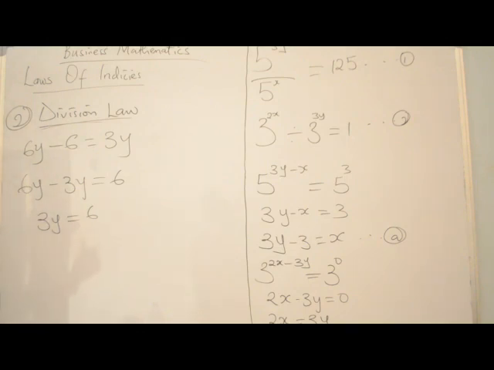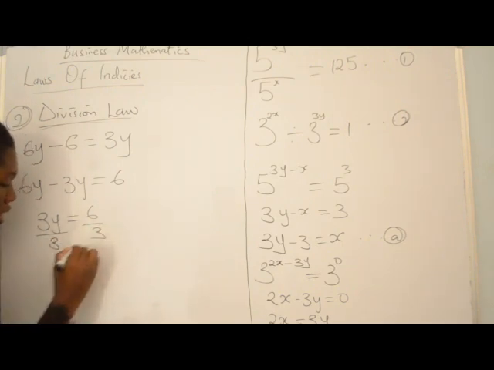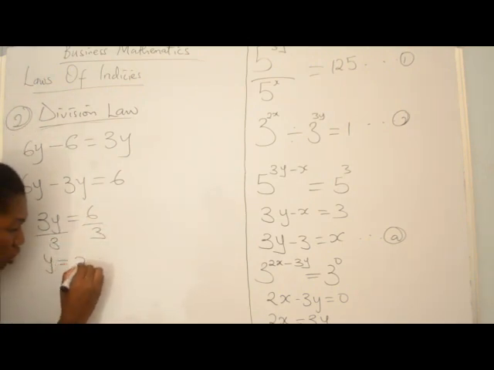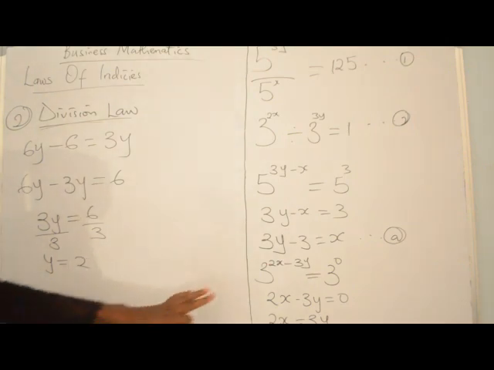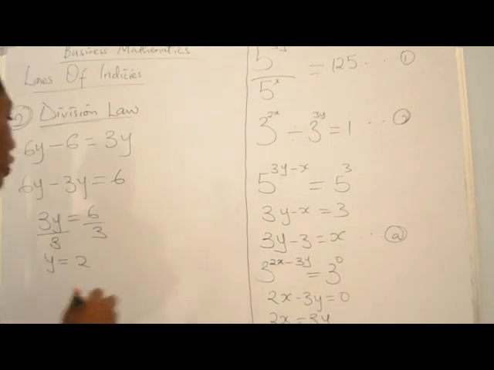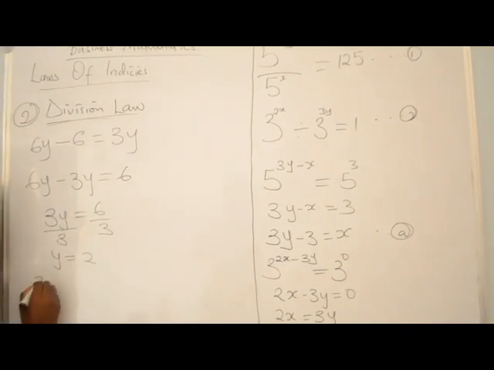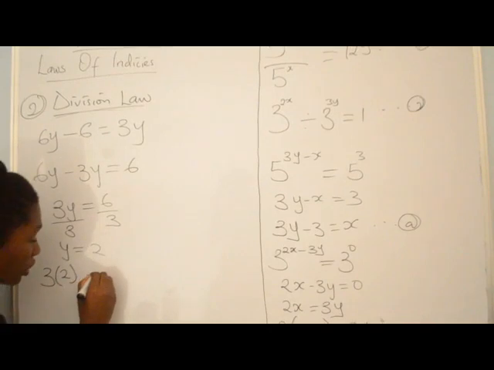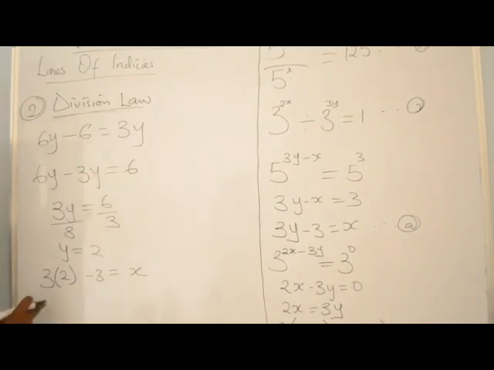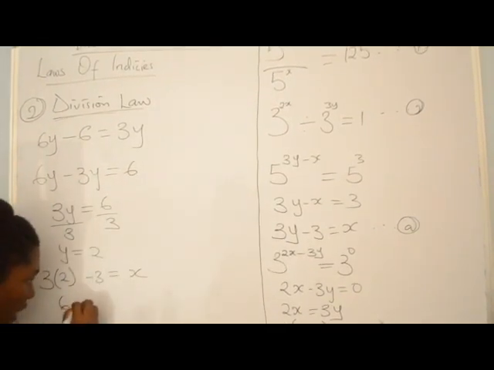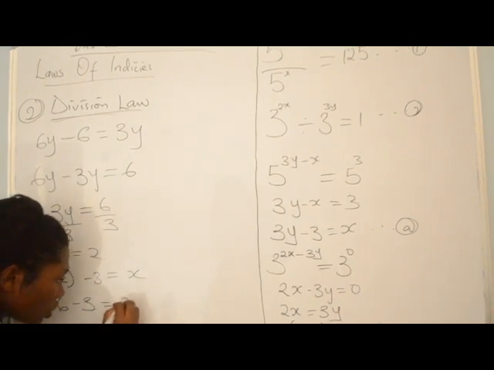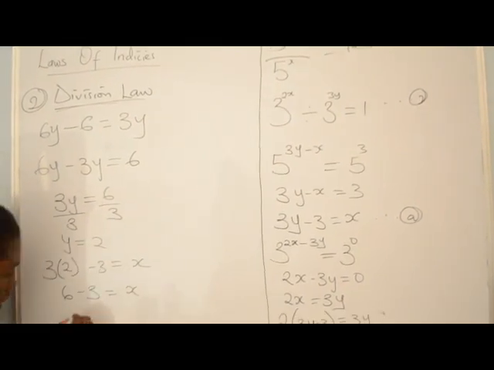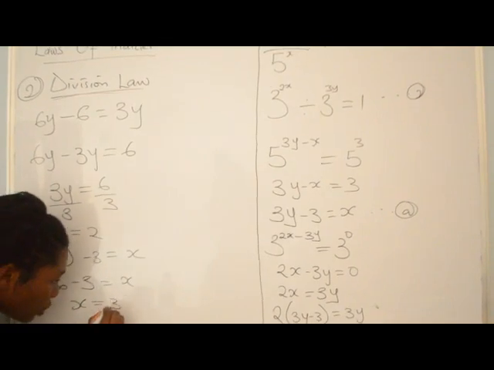To get the value of y, we simply divide both sides by the coefficient of y, which is 3. So our y is equal to 2. And we can substitute this in equation A to find the value of x. So we have that 3y, which is 2, minus 3 is equal to x. So 3 times 2 will be giving us 6, minus 3, to be equal to x. 6 minus 3 will be giving us 3, therefore our x is equal to 3.